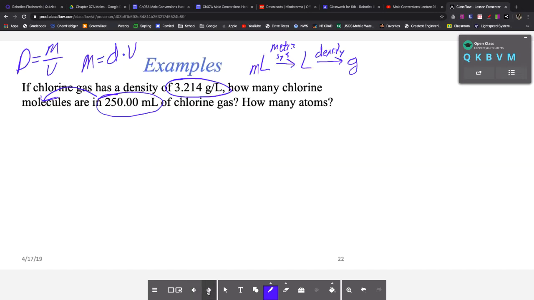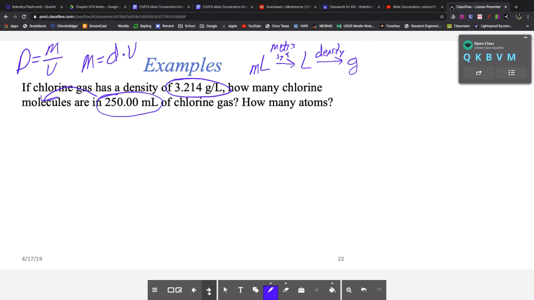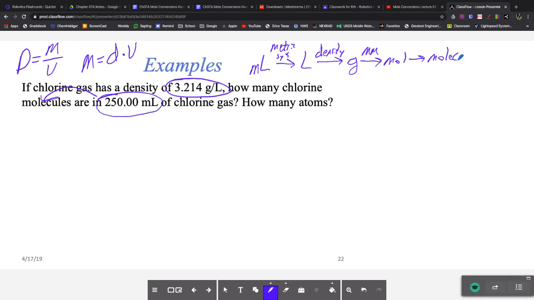What are we looking for? We're looking for molecules. So we have to go from grams to moles using molar mass, and then moles to molecules using Avogadro's number. And that'll get us question number 1. There's 2 questions here. So grams to moles using molar mass, and then moles to molecules using Avogadro's number. That'll give us molecules of chlorine, which is Cl2.